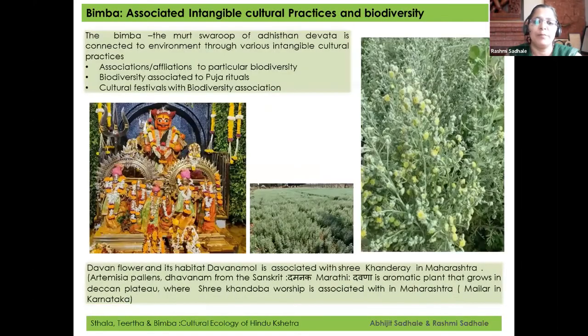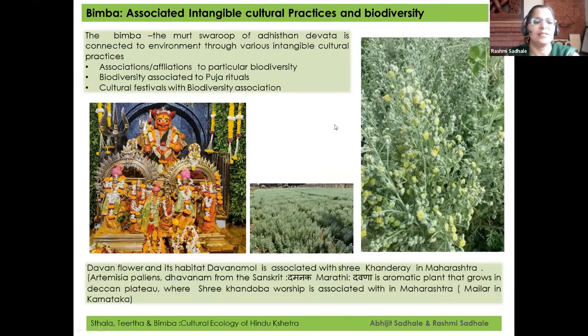When we speak about Bimba, equally important to the iconographic attributes are the intangible cultural practices and their association with the biodiversity. These associations underline the affiliation to particular biodiversity, and their incorporation in puja rituals and festivals is associated with it.